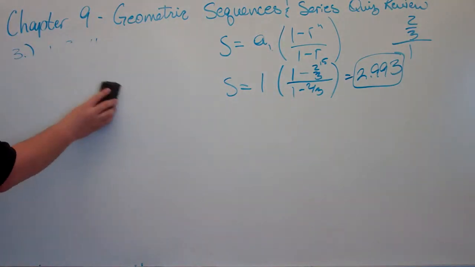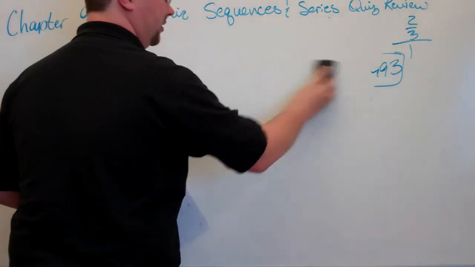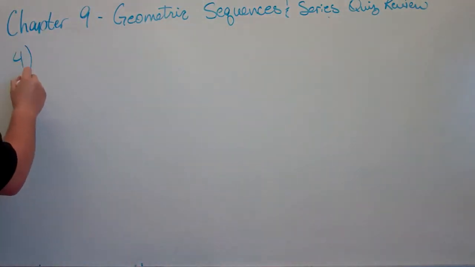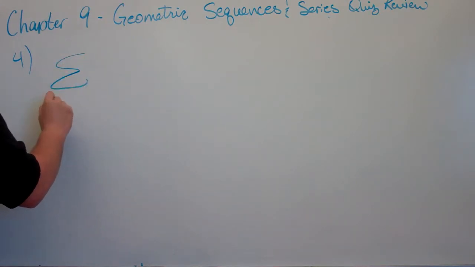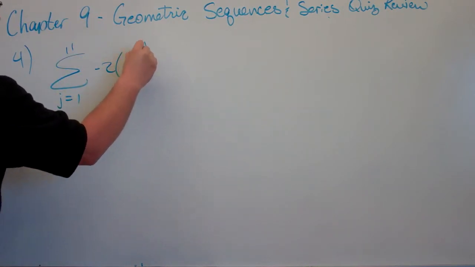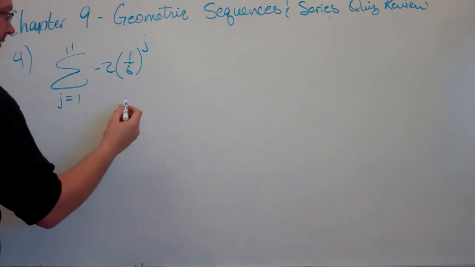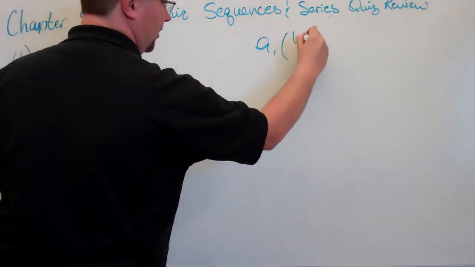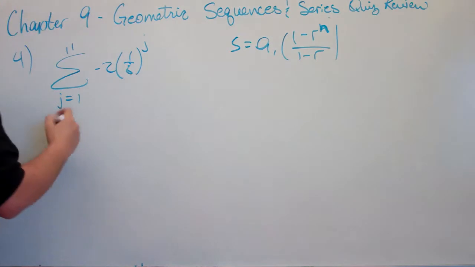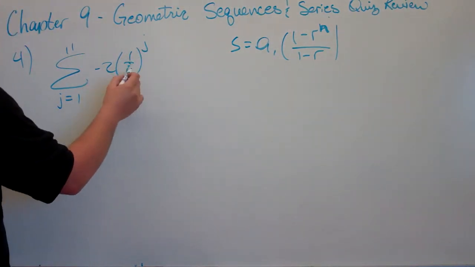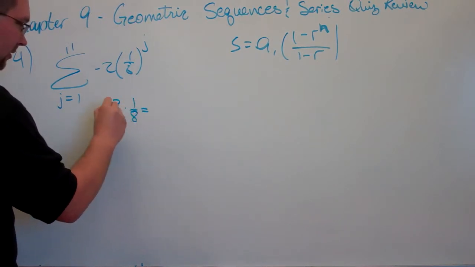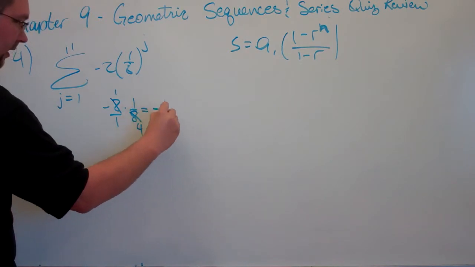Number 4. We have sigma, so we're finding the sum. You have the sum formula on your paper too. We want to find the sum of this, j equals 1 to 11 of negative 2 times 1/8 to the j. You plug in the 1, because we need to find our first term, since the sum is a sub 1 times 1 minus r to the n over 1 minus r. So all we need to do is find our first term. Plug in 1: 1/8 raised to 1 is 1/8. So negative 2 times 1/8 equals negative 1/4.